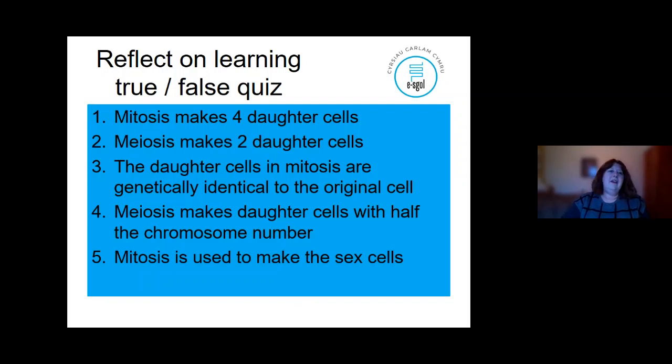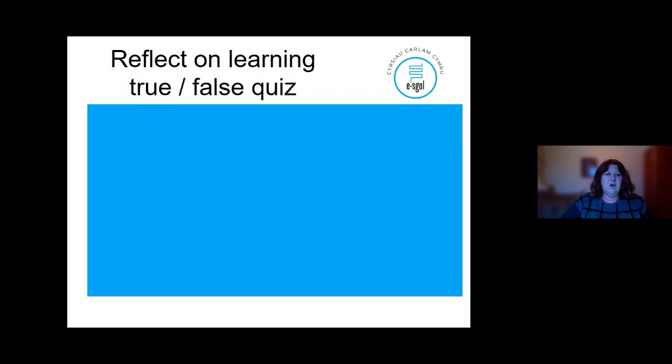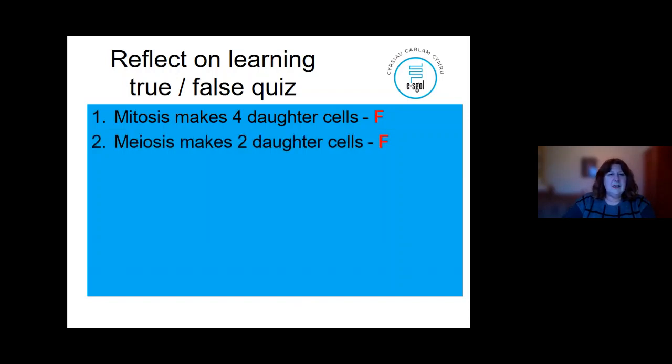So I'm hoping that now we've got it. Number 1, that is false. Mitosis only makes 2 daughter cells. So well done if you've got that correct. Meiosis makes 2 daughter cells. We've got them round the other way. That is again a false one, because it makes 4 cells.